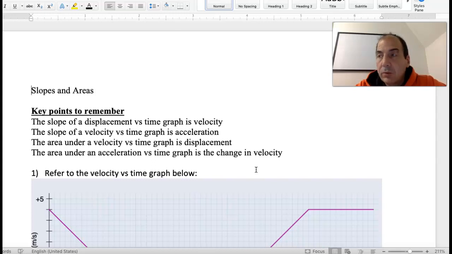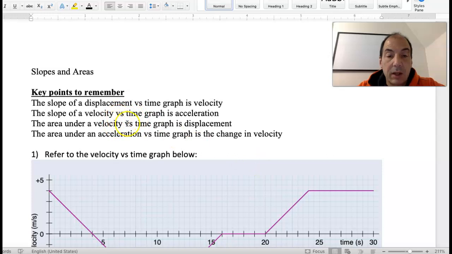This is where so much of even calculus came from, with people trying to wrap their heads around these ideas. Okay, so we're going to focus on the velocity time graphs. So we're going to be talking about slope, meaning acceleration, and area, meaning displacement.